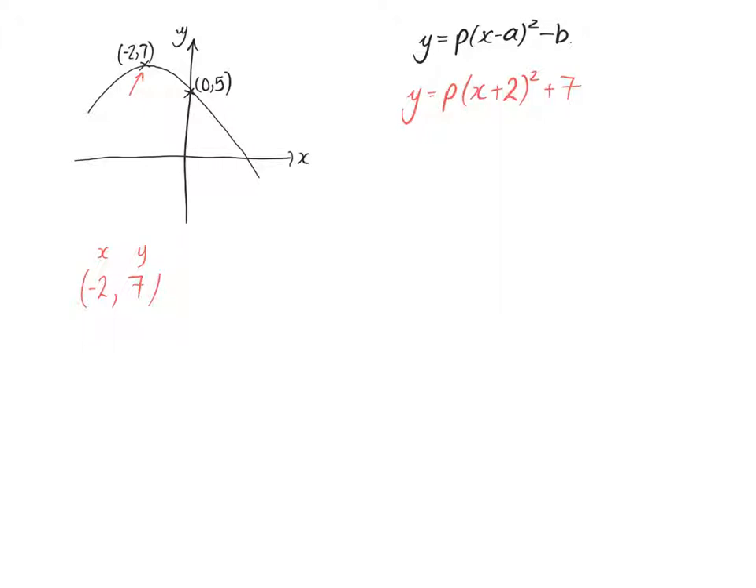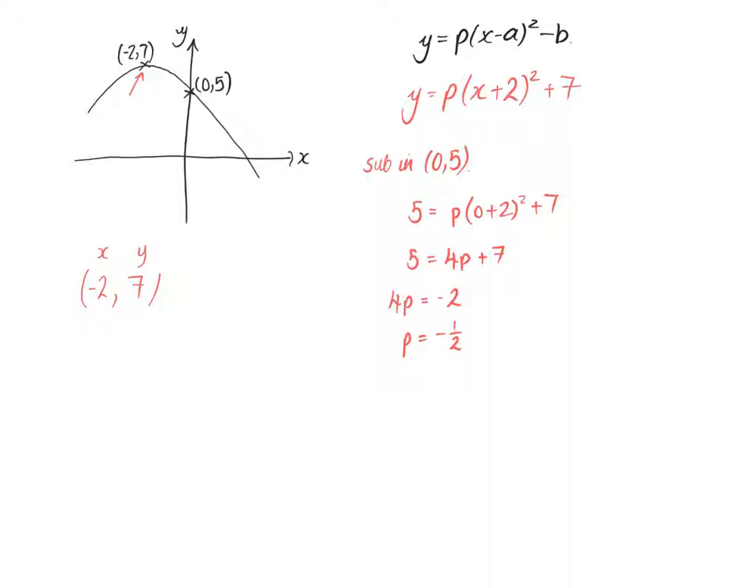So if we substitute in (0, 5), we're going to get that 5 is equal to p times (0 plus 2) squared plus 7. So we get 5 is equal to 4p plus 7. So we're going to get 4p is equal to minus 2, and p is equal to minus a half.